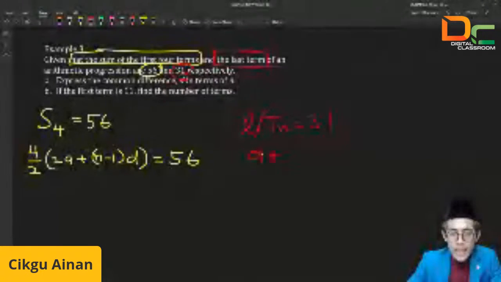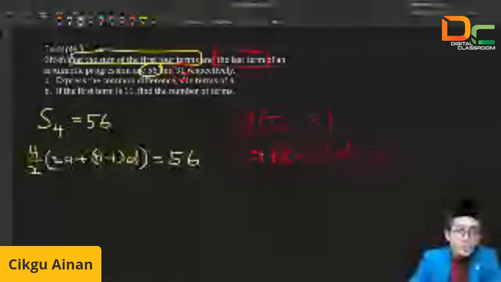Okay, so L, or last term, or Tn is A plus N minus 1. Don't forget to put bracket. Multiply by common difference. Equals 31. Okay, and then what to do? The yellow one we can simplify further. This one we merely substitute the values into the formula.